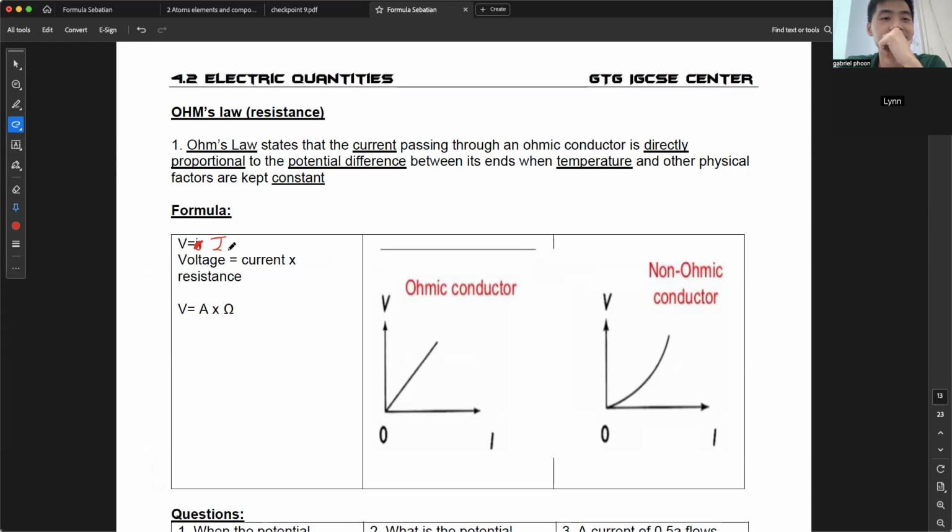Look at mine. No. Sorry, I want to change it to capital I and capital R for the V equals IR formula. It's not a point.